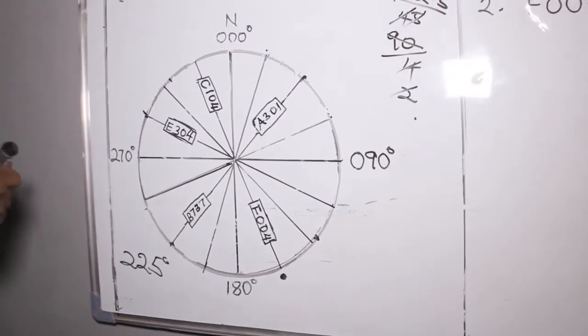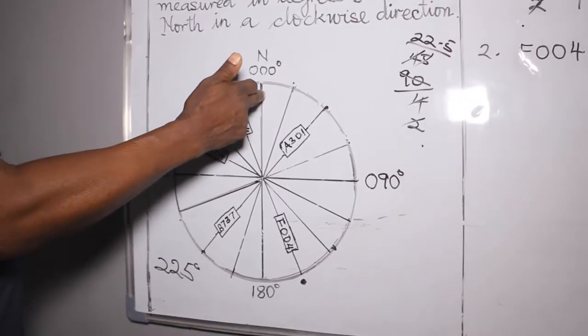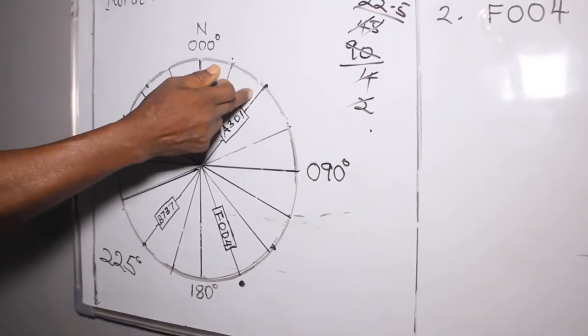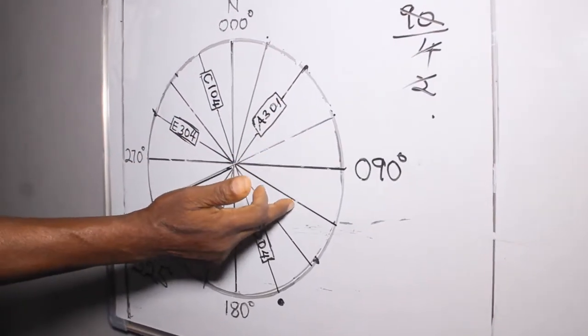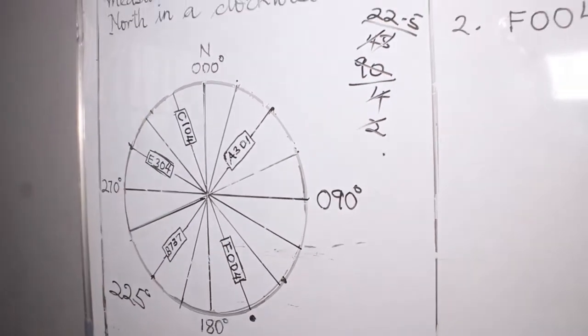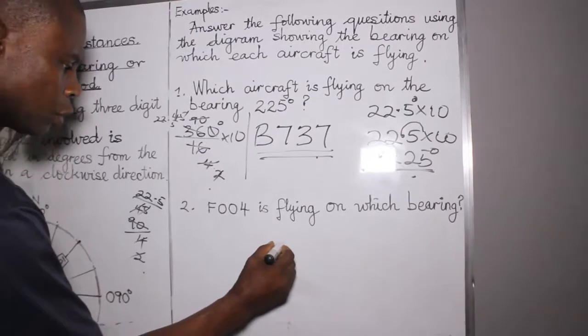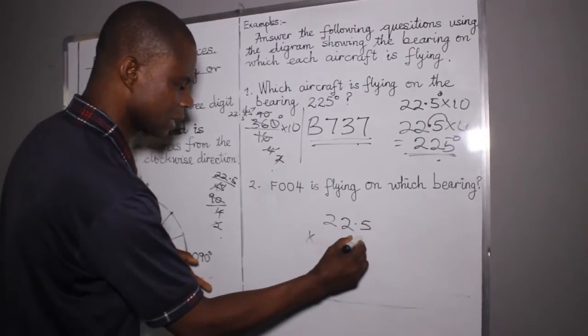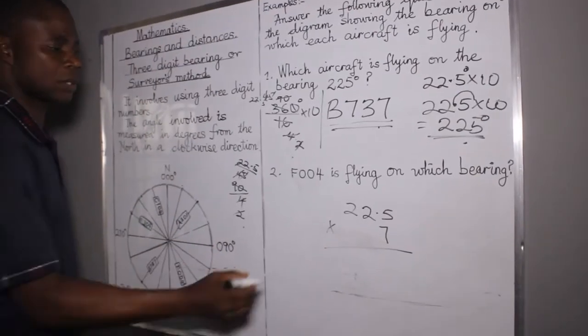So we go back to the reference points. We have 1 from here, 0, 0, 0 degrees. 1, 2, 3, 4, 5, 6, 7. So I'm bearing number 7 based on the division, and that gives us 22.5 degrees multiplied by 7, which gives us the answer, degrees.